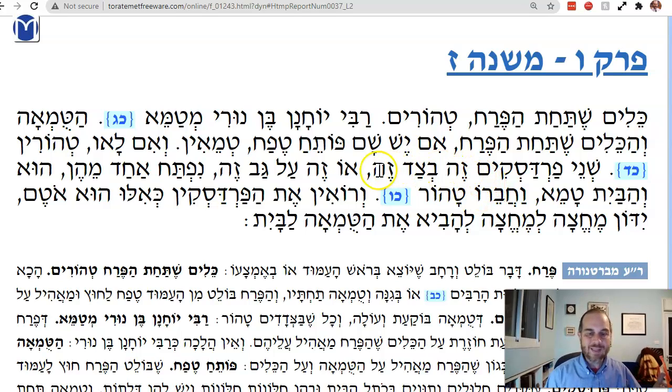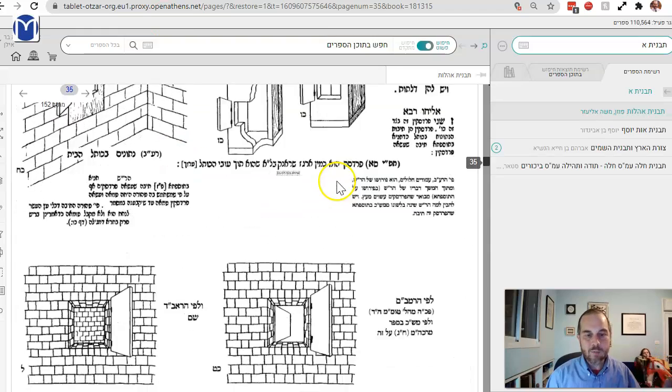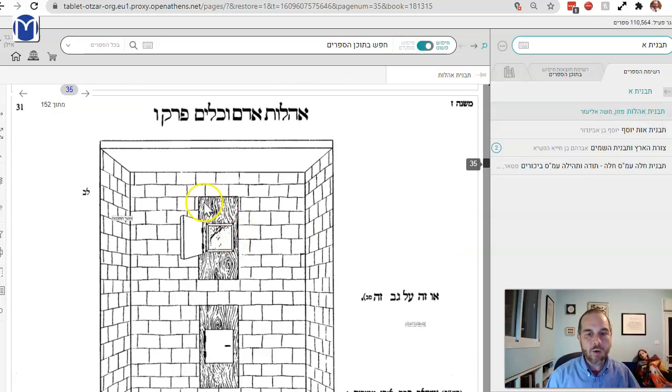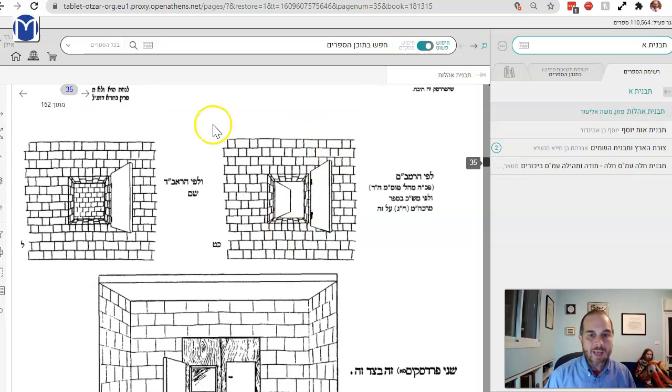Shnei pardaksin zeh b'tzad zeh. If they built two chests, one next to the other, zeh b'tzad zeh, or one on top of the other, zeh al gav zeh. That's what the Rash is drawing. Okay, you have these chests that you built into the wall. Let's see the Rav. This is the Bartenura: one next to the other, and he has one on top of the other. And when it's considered recessed into the wall, each of these chests is an ohel in and of itself.